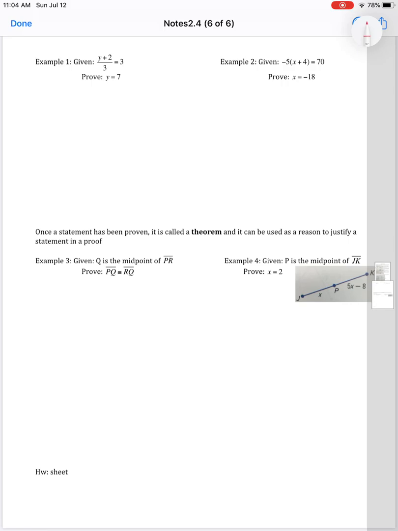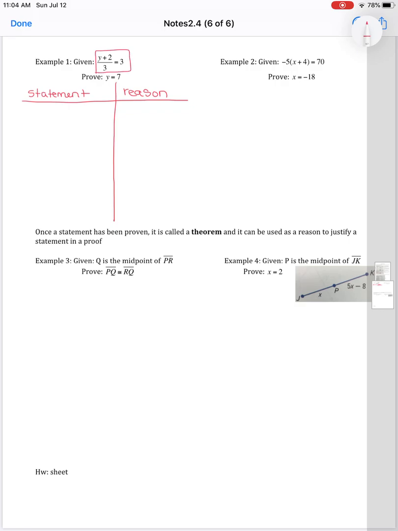So remember, we're doing 2-column proofs. Example 1 says, given (y plus 2) over 3 equals 3, we want to prove that y equals 7. Well, it says 2-column proof, so we have 2 columns. The left column is our statement column, and the right side is our reason column.